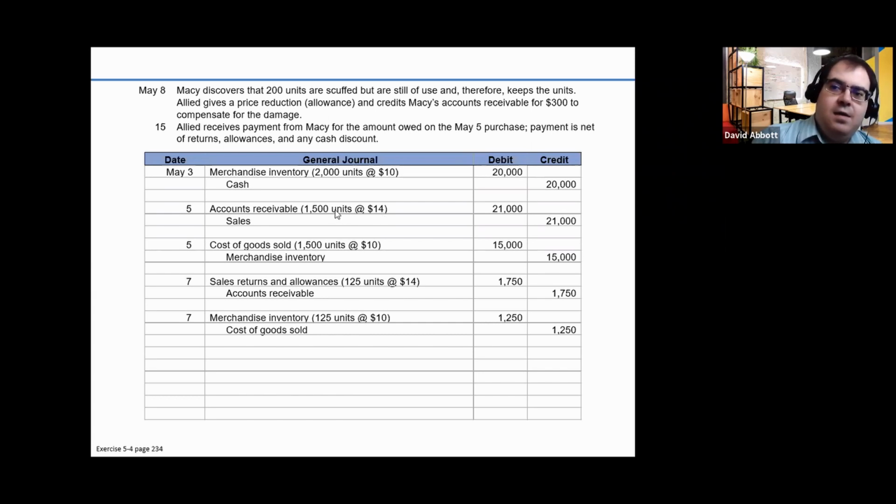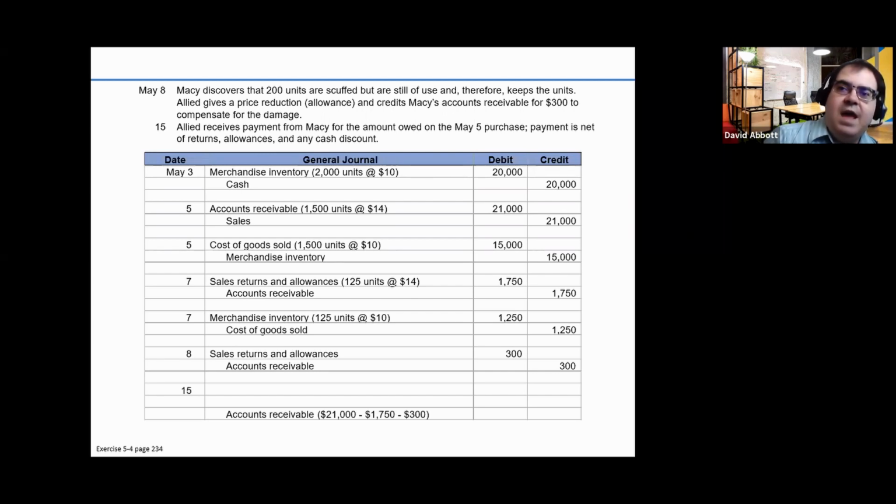So we see here that we would debit sales returns and allowances for $300, because that's the amount that we're taking off their bill, and then we'll credit the accounts receivable. So we'll debit sales returns and allowances, credit accounts receivable 300, because now you're going to take that off what you expect to receive and off their bill.